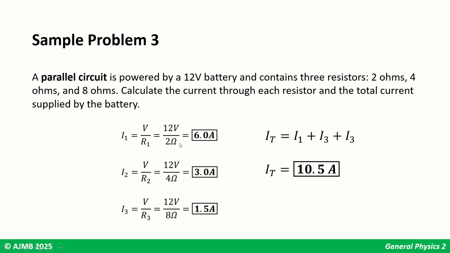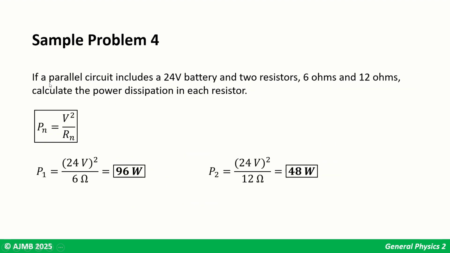Does it make sense that there is more current passing through I1? Yes, because it has the least resistance among the three. And since I3 has the greatest resistance, it has the least current flowing through. To get the total current, I just have to add 6 and 3 and 1.5, and I get 10.5 amperes as my total current.